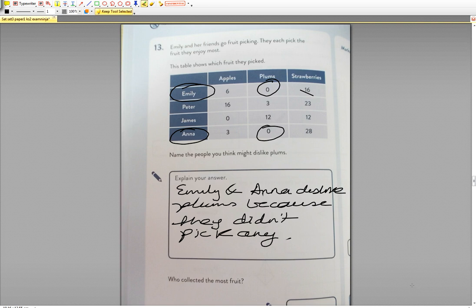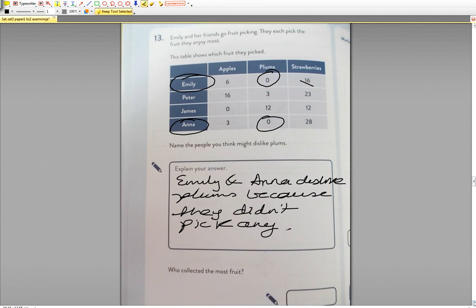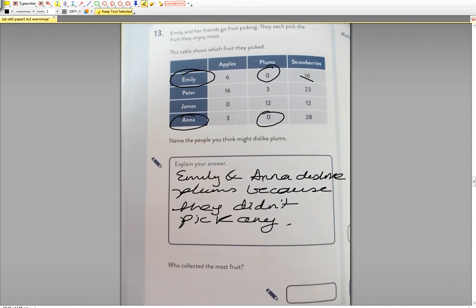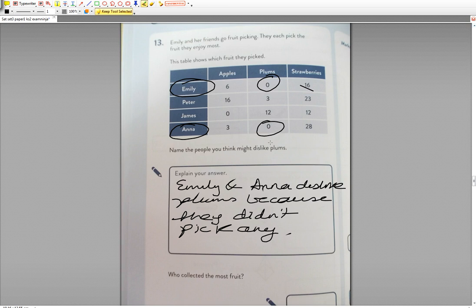That's all done. Who collected the most fruit? That's the next question. To work out the most fruit, what do we do with the table? Do we add downwards or do we add across? Down or across? Across. Across, well done.